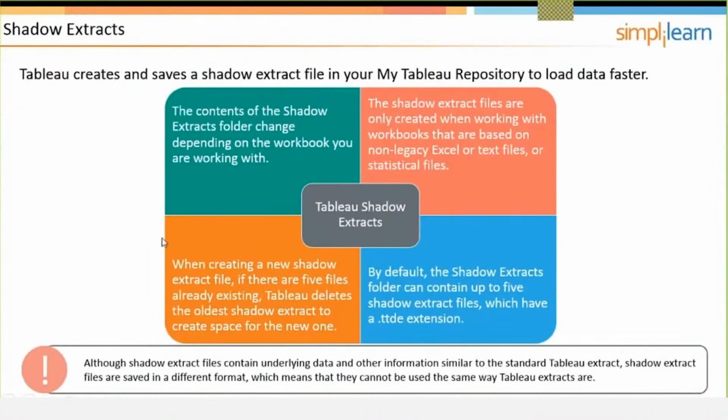This is something that you do not need to handle by default. There is a folder that gets created. When you have a proper licensed version, you will see a shadow extract folder in the repository folder. At least the top 5 shadow extracts will be saved with the .ttde extension, and that's how it replaces the oldest one. So when you have a licensed version, you will be able to see this extract folder, and this is when it quickens up the entire process.